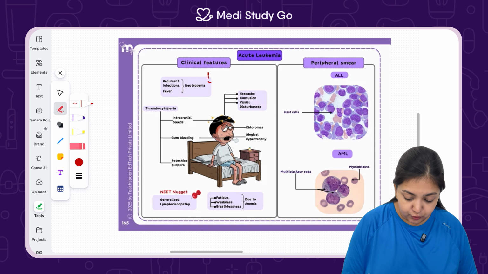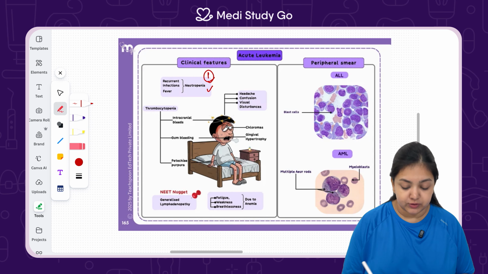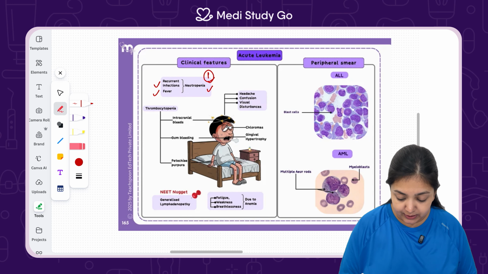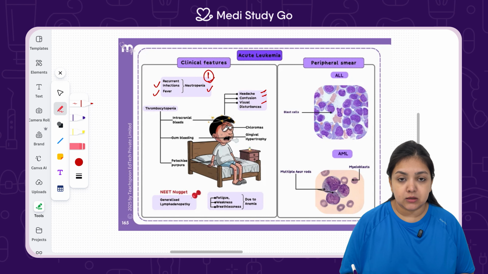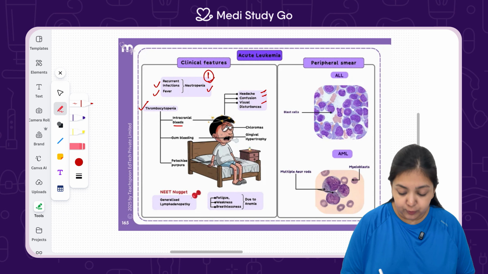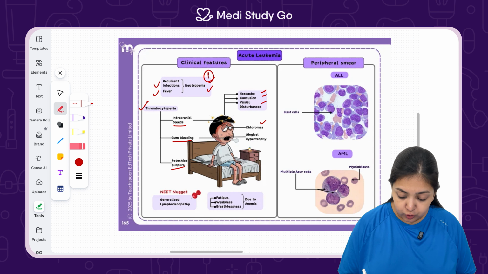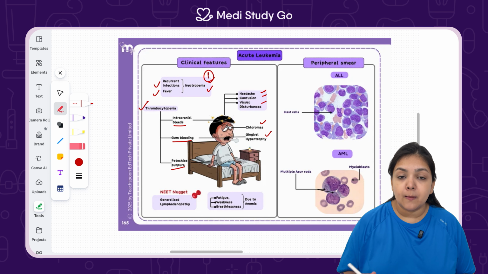First, there is going to be neutropenia, which is less number of neutrophils. So recurrent infections and fever will be there. Then because of poor control of the infections and poor immunity, there is going to be headache, confusion, and visual disturbances due to generalized inflammation in the body. Then due to thrombocytopenia, means less platelet count, there are going to be intracranial bleeds, gum bleeding, mucosal bleeding, petechiae, and purpura. Then there can be chloromas and gingival hypertrophy because inflammation is happening in high amount.